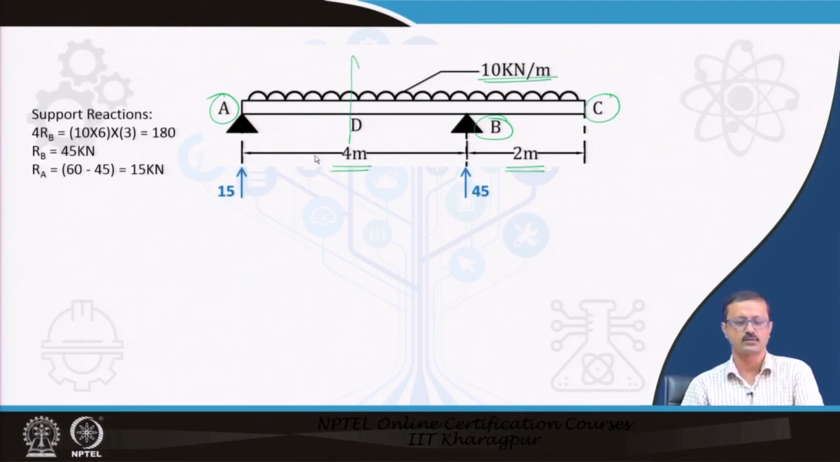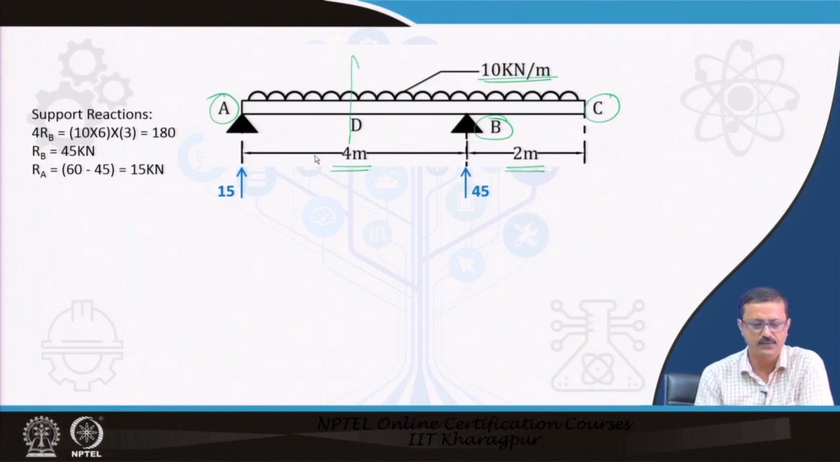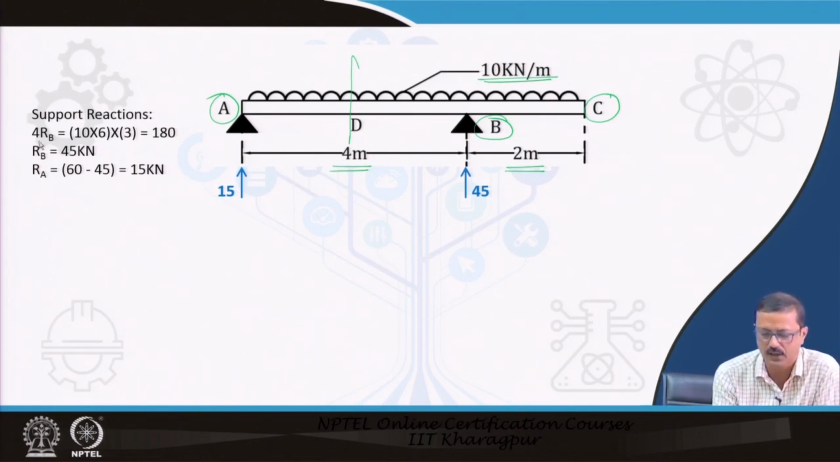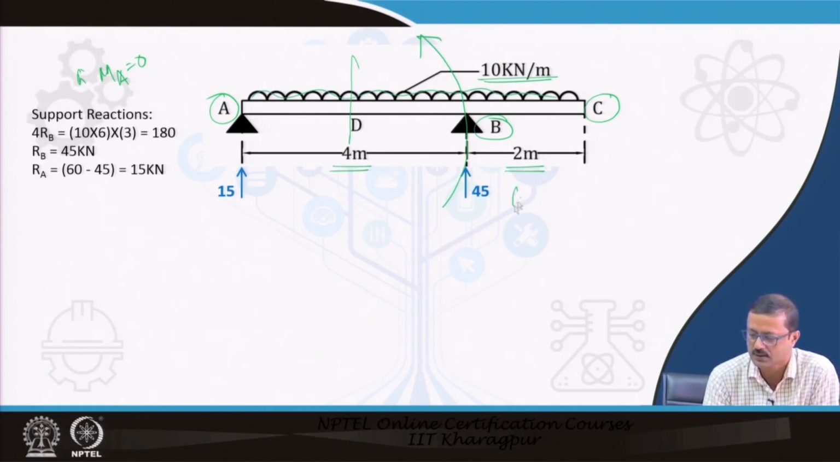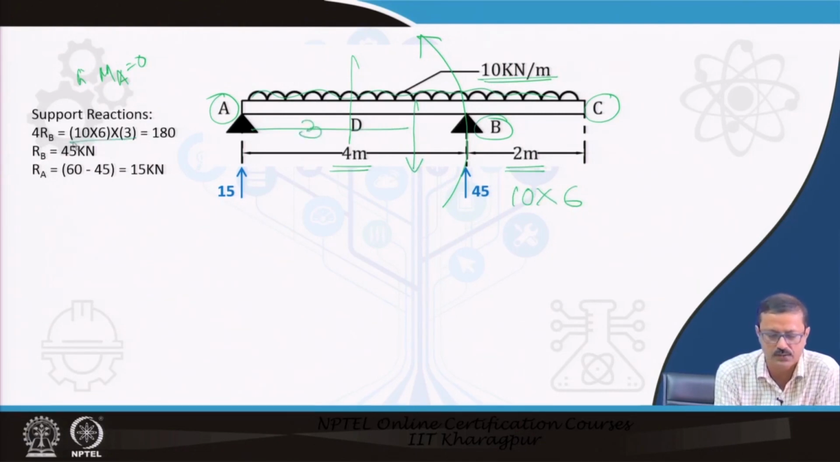So I first found the reactions. Taking moment at A equal to 0, the length is 4 into RB, which must be equal to the entire load: 10 into 6 acting at a point at 3. So 10 into 6 into 3 is 180. That means RB is 45 and RA is 15.